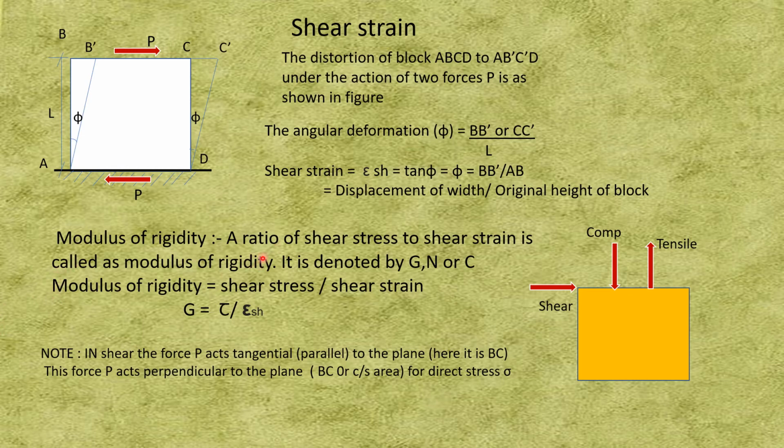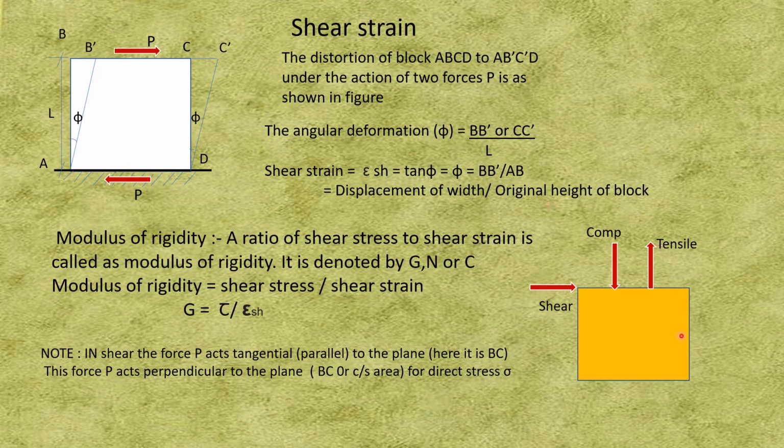Just like the ratio of direct stress to direct strain is called the modulus of elasticity, similarly the ratio of shear stress to shear strain is called the modulus of rigidity. It is denoted by capital G, capital N, or capital C. We will use the symbol capital G for modulus of rigidity. So modulus of rigidity is shear stress divided by shear strain. So G is equal to, I am representing shear stress as tau and shear strain as epsilon SH. So these are the basic things in shear.